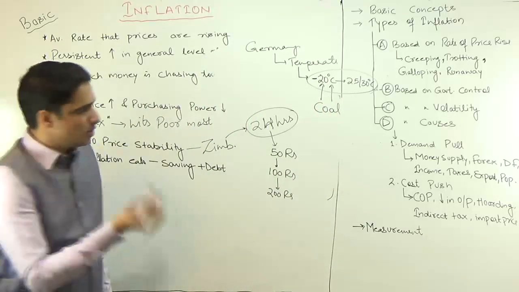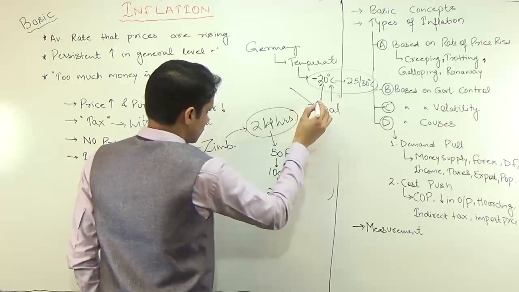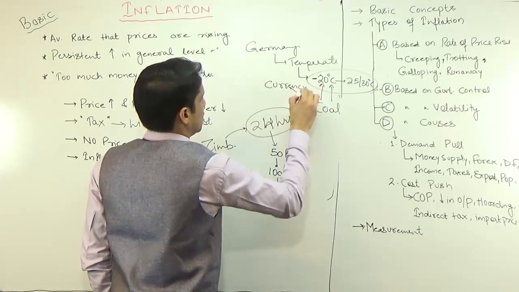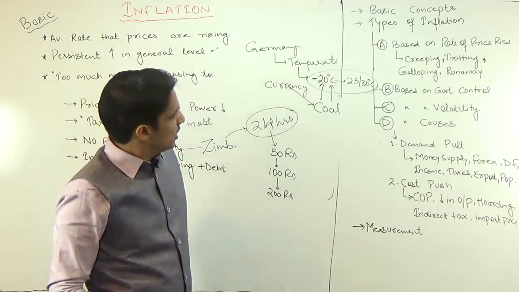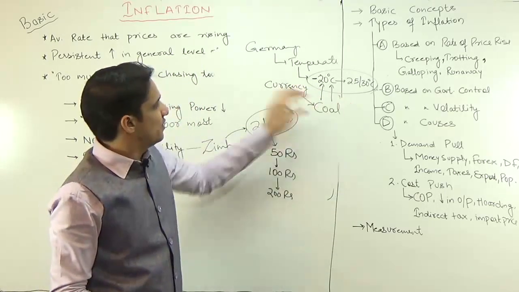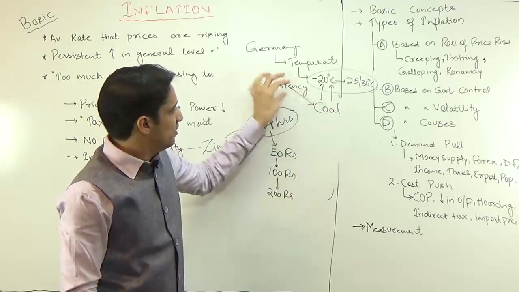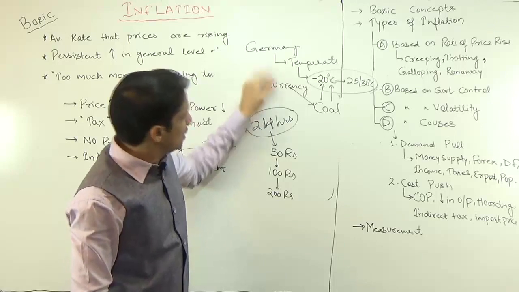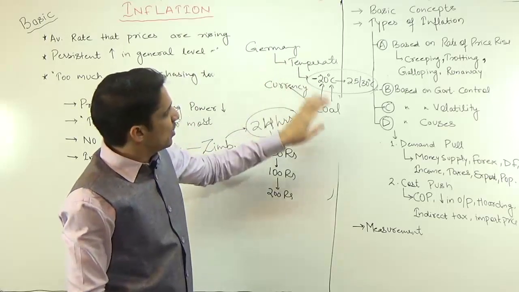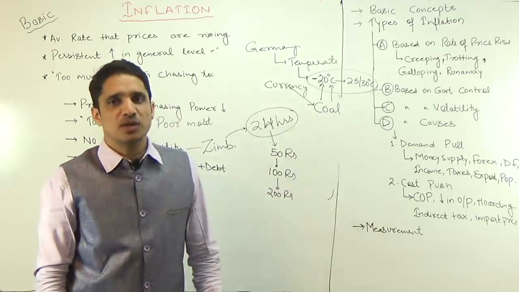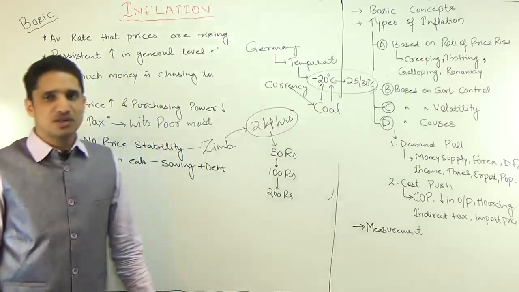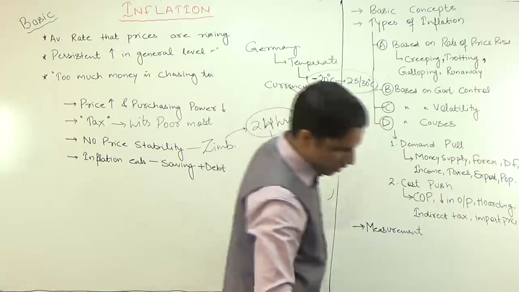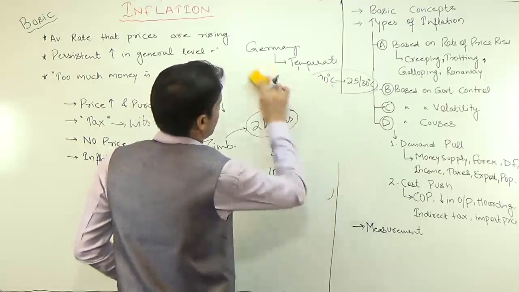But to purchase coal, you have to shell out currency. The situation was so grim that, rather than purchasing coal with currency and burning the coal, the value of the currency was so cheap that people preferred to burn the currency itself. That was the worth of the currency of Germany after the First World War, just before Hitler came.